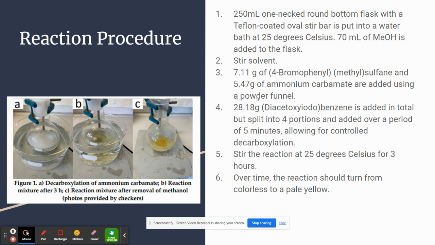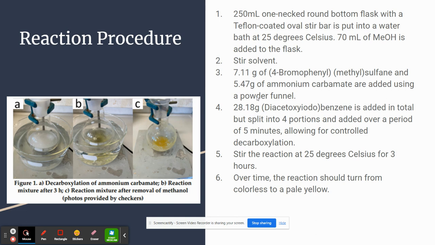So this is the reaction procedure. The first step is a 250 milliliter one-necked round bottom flask with a Teflon coated oval stir bar is put into a water bath at 25 degrees Celsius. 70 milliliters of MeOH is added to the flask as well. Then you stir. 7.11 grams of the 4-bromophenyl methyl sulfide and 5.47 grams of ammonium carbamate are added using a powder funnel.